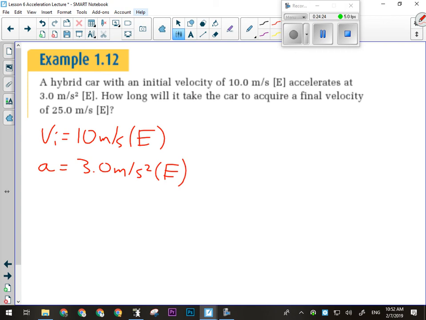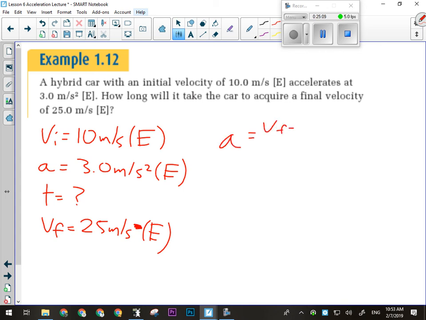How long will it take? How long means time, so I'm looking for that. For the car to acquire a final velocity, so that's VF, of 25 meters per second east. Everything's east. That's good. I don't have to worry about positives or negatives for this question. Which of my formulas am I going to use? Exactly. This is the one I'm going to start with.